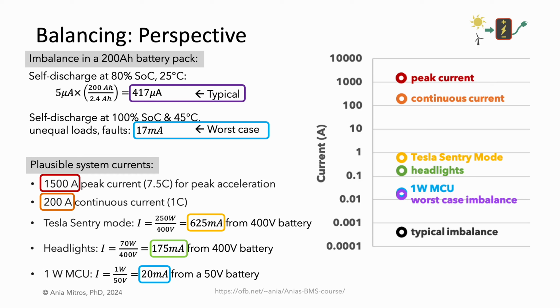Cell imbalance is really quite small relative to those other application currents. Here, I plotted the rough numbers that we estimated on a logarithmic scale. We're looking at different orders of magnitude. As we discuss balancing, keep in mind that balancing corrects for currents that are thousands or even 1,000,000 times smaller than whatever the battery is powering.